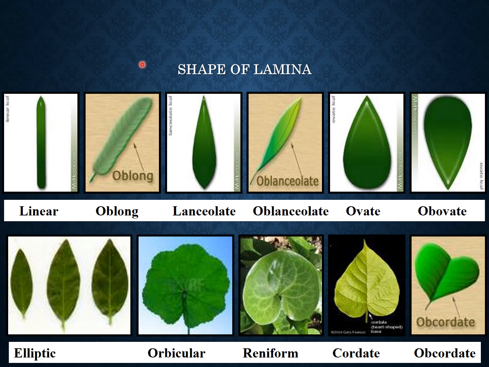So variation in shape of lamina among the angiospermous families is found. For example, linear. We will discuss from linear to the obcordate. Linear is said to be linear if the leaf is very narrow and its length many times greater than the breadth, and the breadth is almost uniform throughout the length. So usually the common example of the linear shape leaf is present in all the monocots.